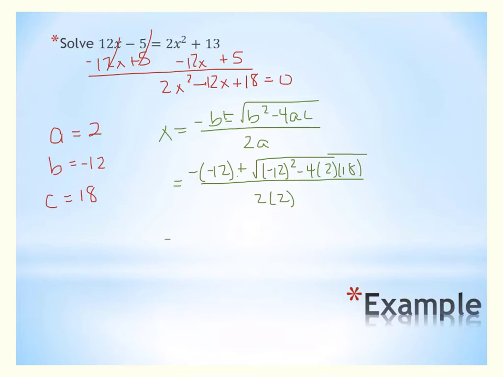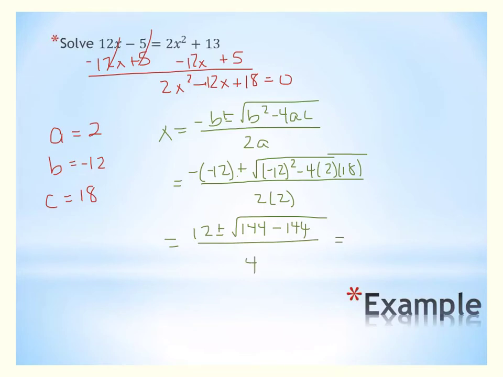You know, if you went the other way and moved everything to the left, you're going to get the same answer at the end. So this is going to be a positive 12 plus or minus the square root of a positive 144 minus, because it's a negative 4 times 2 times 18, minus 144 all over 4.